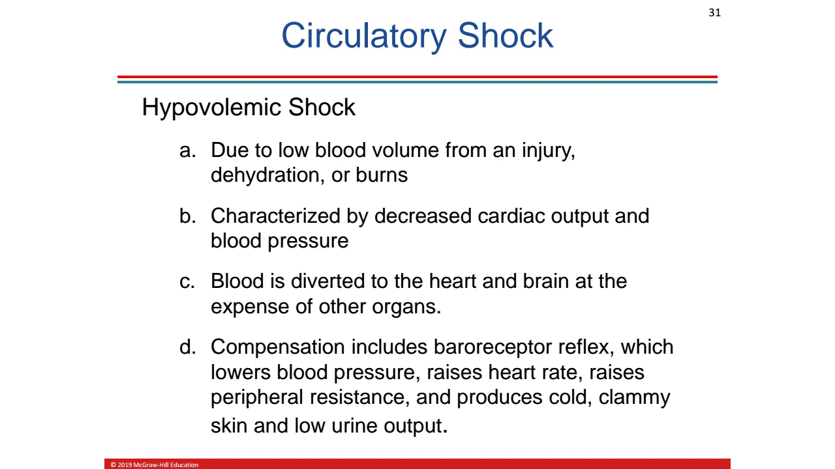Because of the redirection of blood towards the heart and brain, people that have this hypovolemic shock will typically have cold, clammy skin. That's because they have less circulation going to the skin and also to the GI tract. And there's also going to be less blood flow to the kidney, and therefore there'll be a lower urine output.